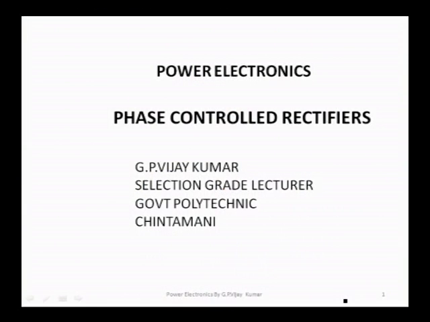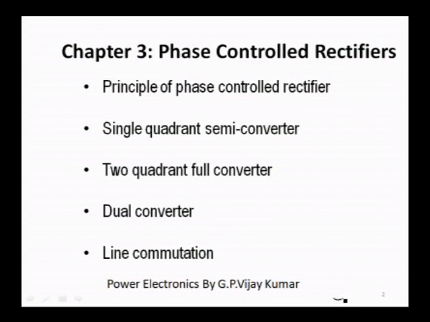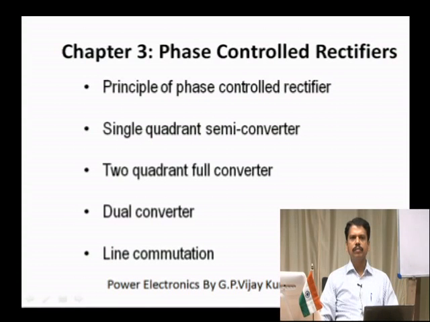Now, today I will be dealing with phase controlled rectifiers. In phase controlled rectifiers, these are the topics I am going to discuss: the principle of phase controlled rectifier, single quadrant semi converter, two quadrant full converter, dual converter and line commutation. It was already studied in commutation, but I will revise it here also, because we need line commutation for phase controlled rectifiers.